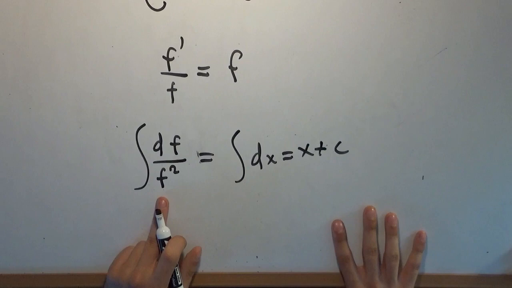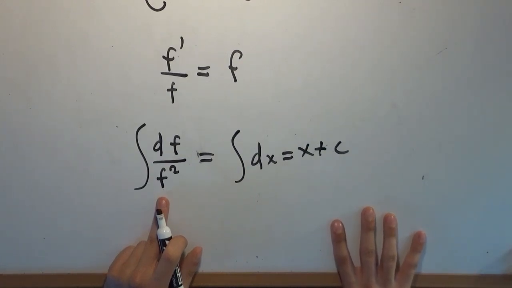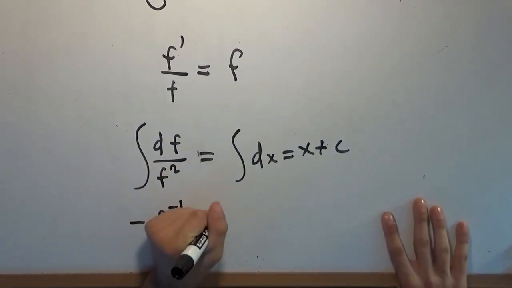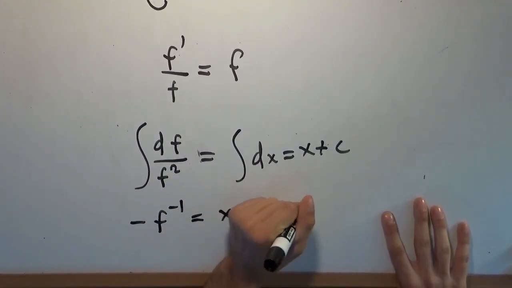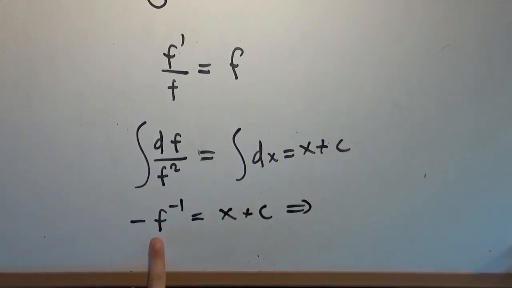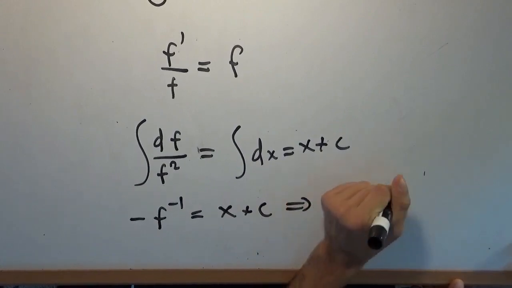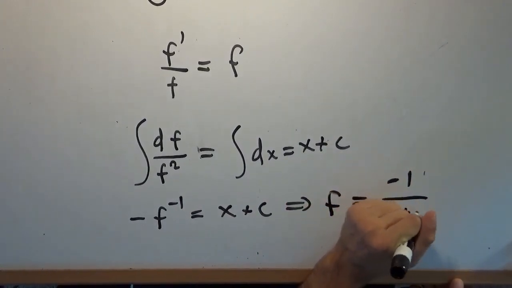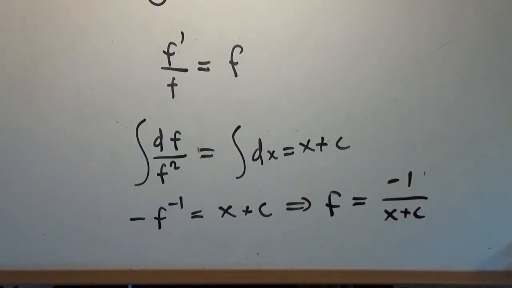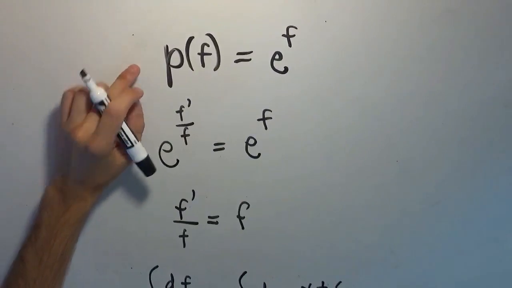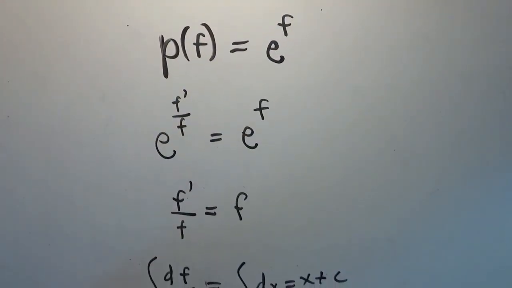This is going to be negative f to the negative 1, right? So negative f to the negative 1 equals x plus a constant, which implies that f is equal to negative 1 over x plus a constant. Isn't that crazy? So just these simple reciprocal functions have the property that if you take their product derivative, you get e to the power of that function. I think that's really neat.